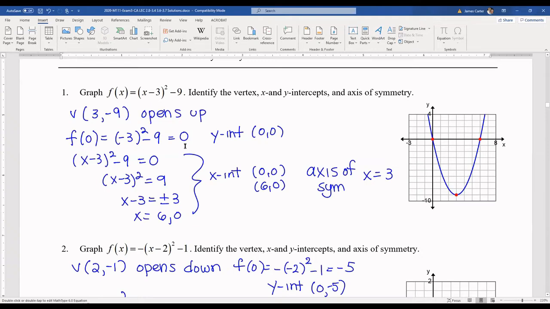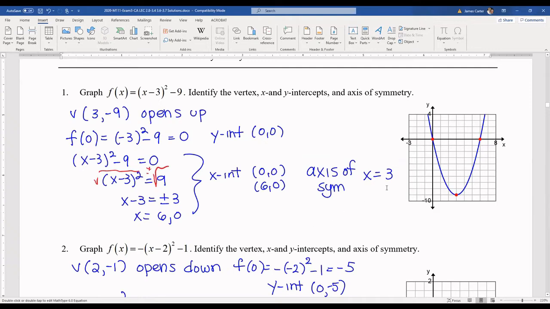Now, for the x-intercept, you replace y with 0, or in other words, replace the f of x with 0. So we've got this. Take the 9 to the other side. They didn't show it, but take the square root of both sides, plus or minus, and you get that, which gives you the points 6 and 0 here and here. The y-intercept and the x-intercept are one and the same in this case.